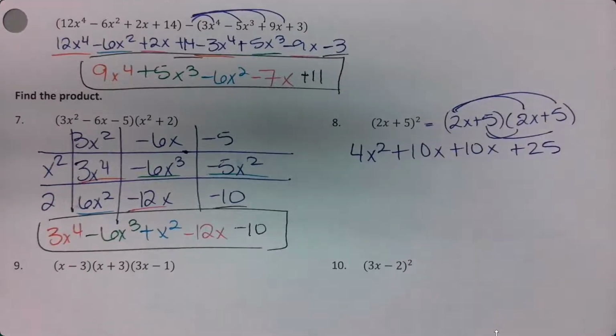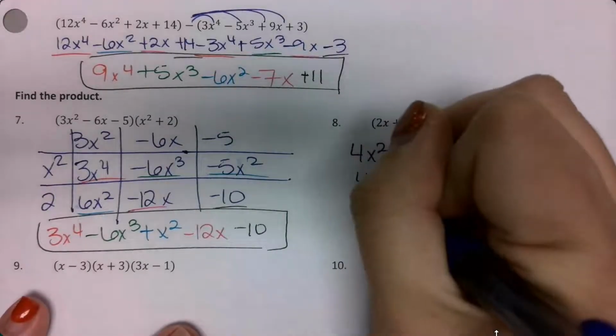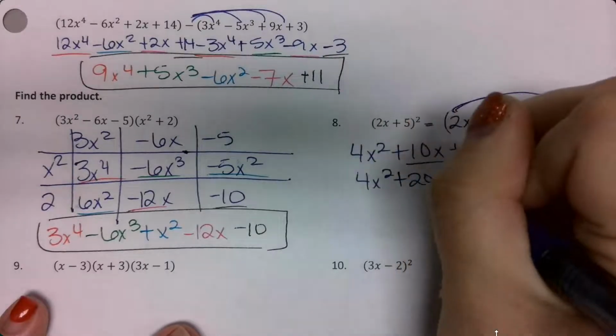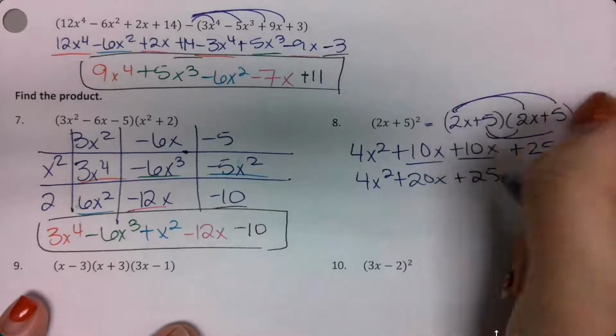Now from here I want to go ahead and combine my terms. I have 4x squared. 10x plus 10x is 20x. And then I have 25 at the end.